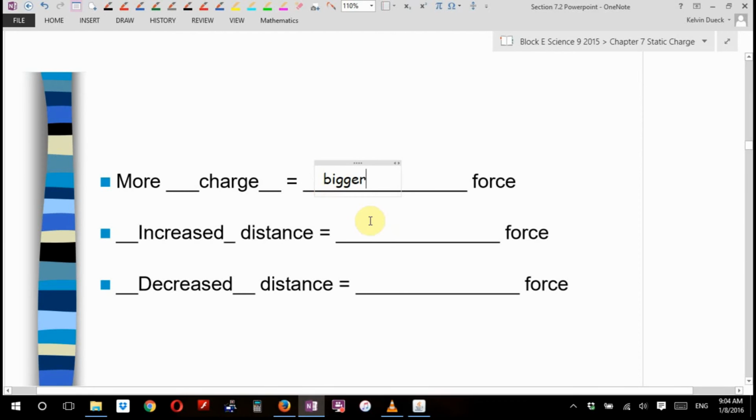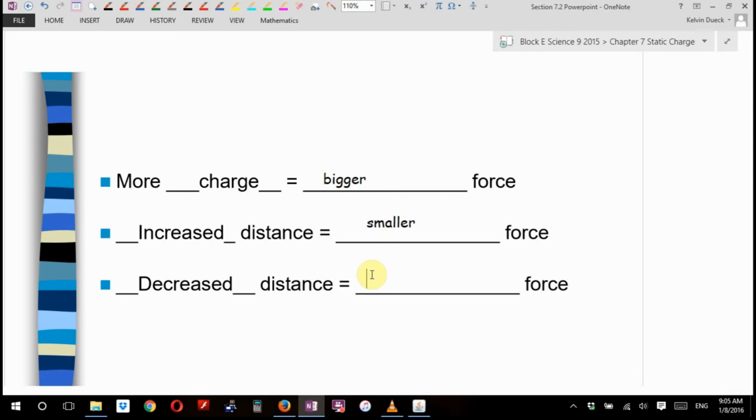Now, what if we move the charges further apart? Do you think the force would be bigger, smaller, or stay the same? Smaller? What if we move the charges closer together? Bigger, smaller, or stay the same?